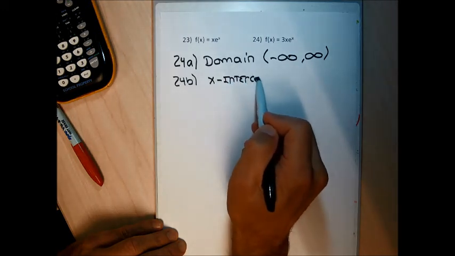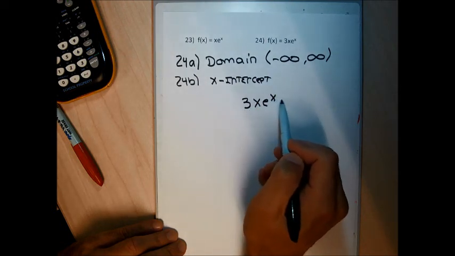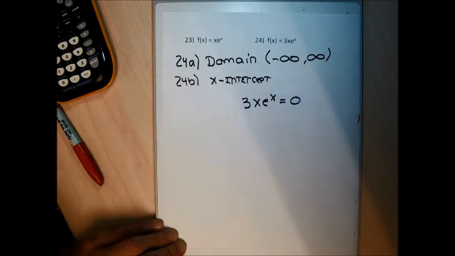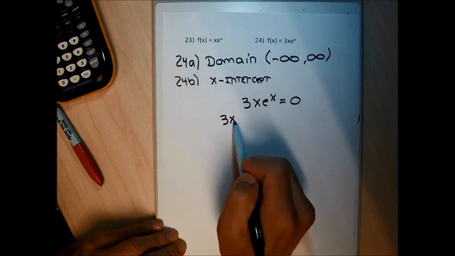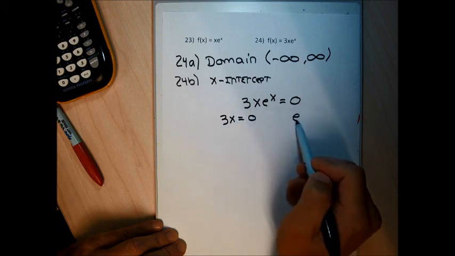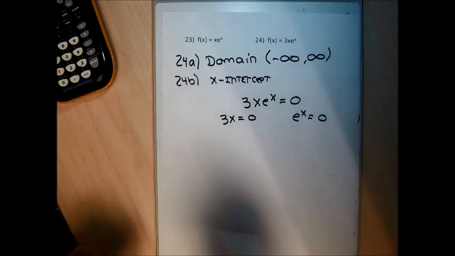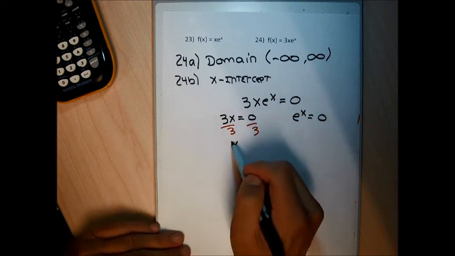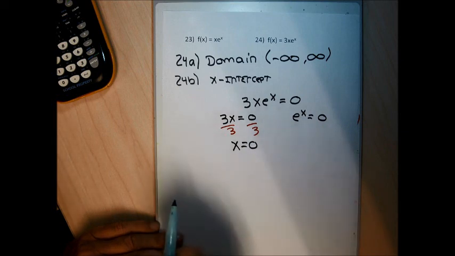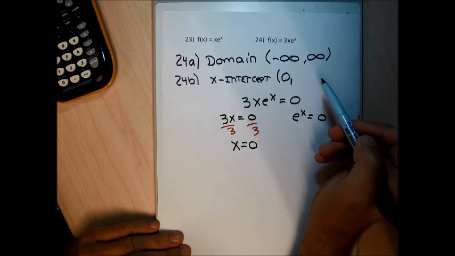And we find the x-intercept by just taking the right-hand side of the function and we set it equal to 0. The function in problem 24 is 3x e to the x. When I take that and set it equal to 0, it's factored. So I'll split each of the factors up and separately set each one of those equal to 0. For the 3x equal to 0, I divide both sides by 3 and get x equal to 0. So that's going to be an x-intercept.